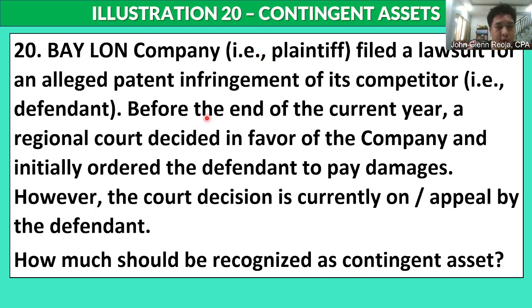So, before the end of the current year, a regional court decided in favor of the company and initially ordered the defendant to pay damages. So, however, the court decision is currently on appeal by the defendant. So, magre-recognize ba ng contingent asset?